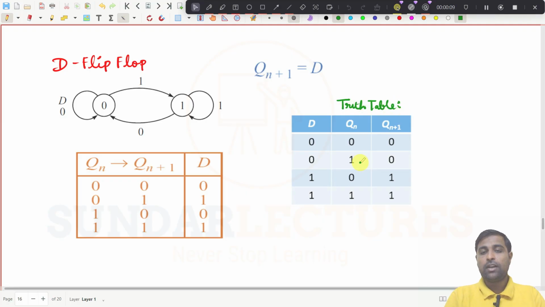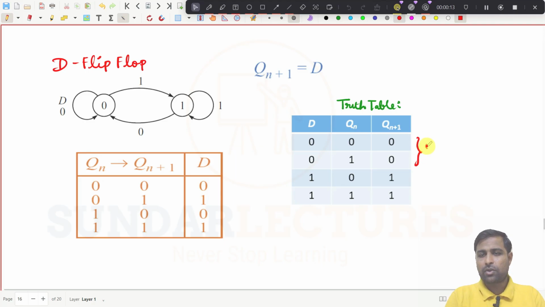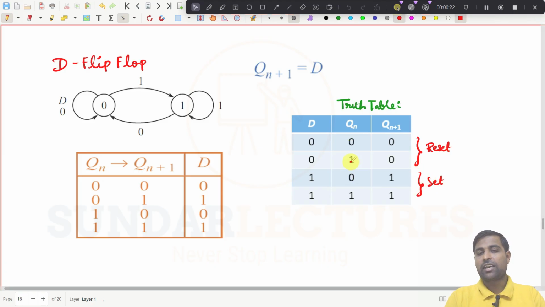We know this one, right? So if present state is 0, and we know this one, maybe I will just write it down. This is a reset condition, and this is a set condition, right? So anything it may be, if present state is 0 or 1, then if D is equal to 0, then the next state should go to 0. Present state may be 0 or 1. If D is equal to 1, then the next state should be 1. We know that one, right?